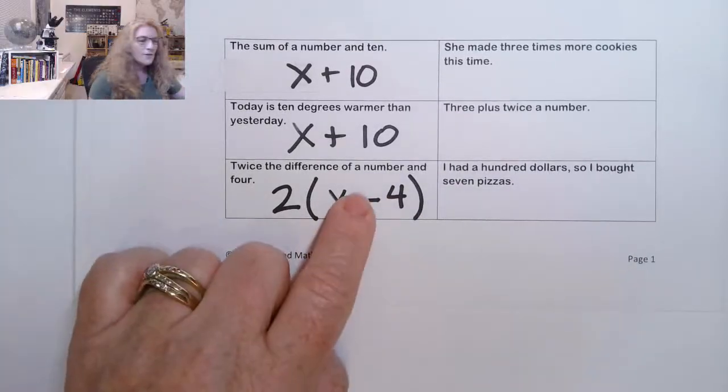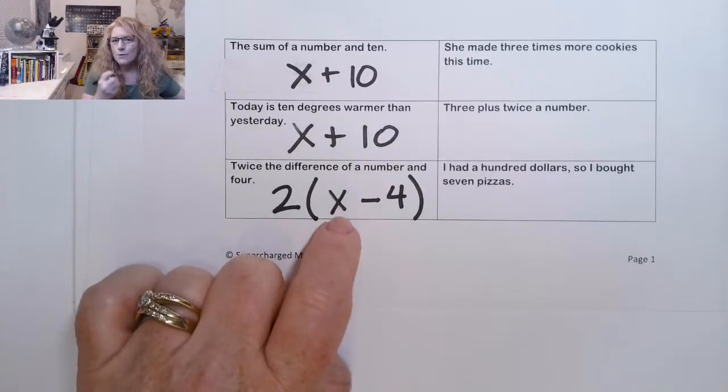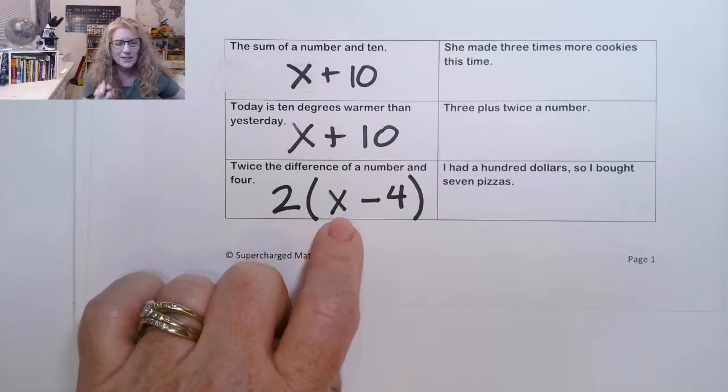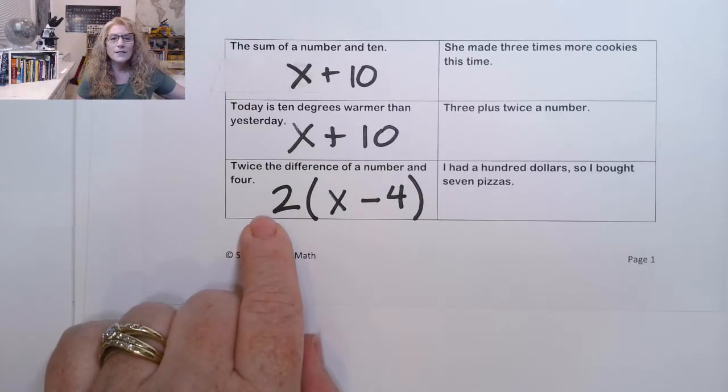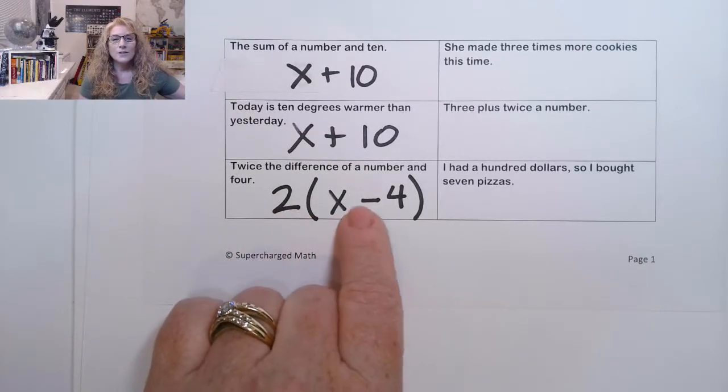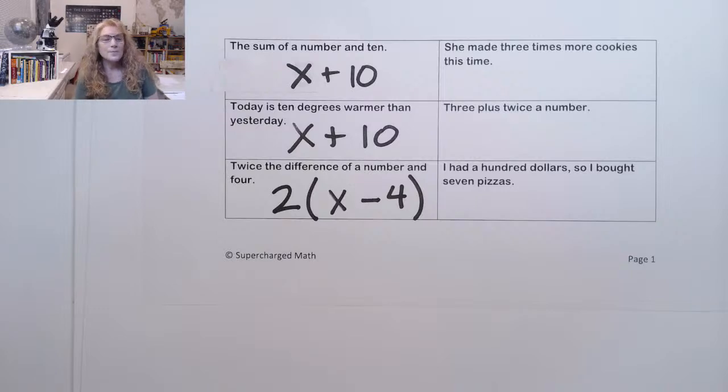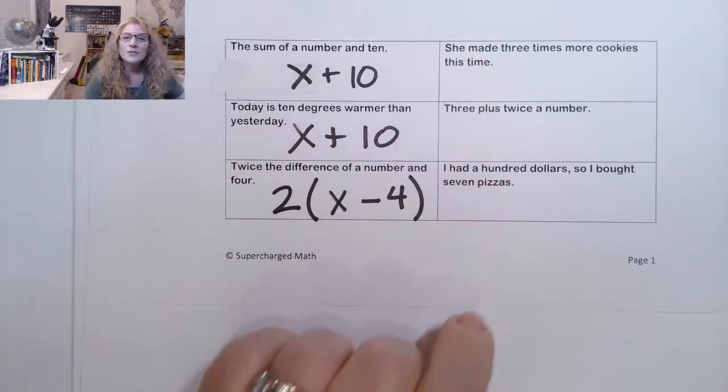Okay, so the idea of just substituting a real number in for the variable can get us used to thinking about variables. But then you've got to put the variable back in. Twice the difference of, so the difference is the number and 4. Good. All right, you do these 3.